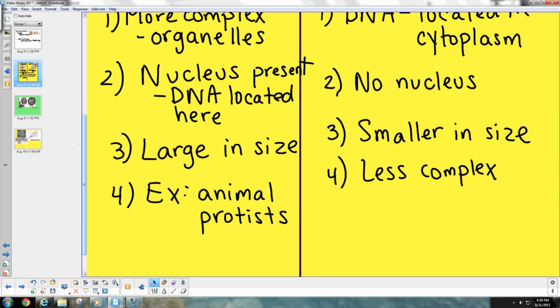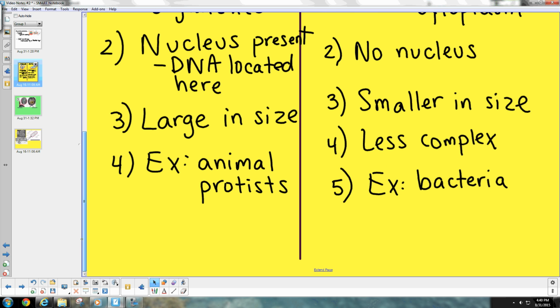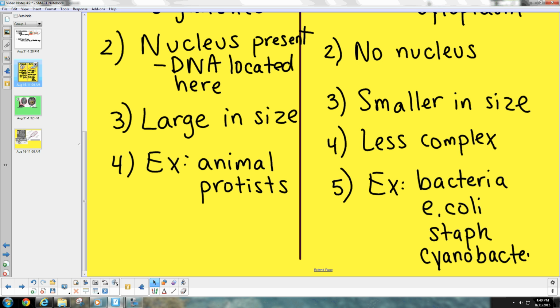But prokaryotes still can carry out every activity needed for living things. They can still grow, they can still reproduce, and they can still respond to the environment. Examples of these types of cells are bacteria. I'm going to list more examples here simply because you may not be as familiar with prokaryotes as you are with eukaryotes. We could be thinking of E. coli, staph, all these types of things that you've heard about, and even cyanobacteria. These are simply ways that we can characterize cells into two separate categories.